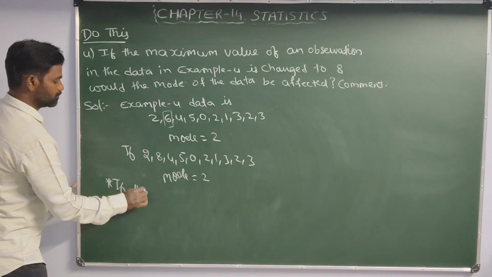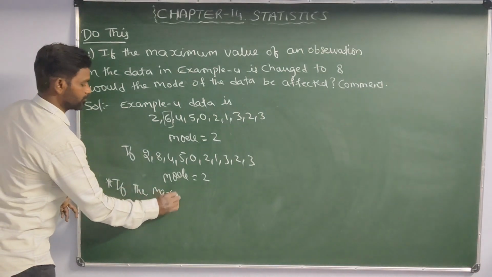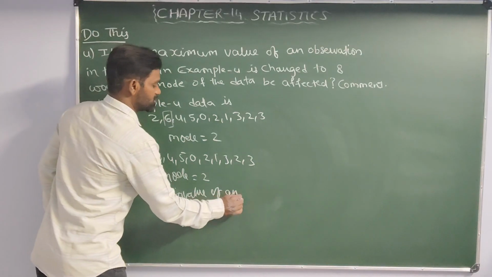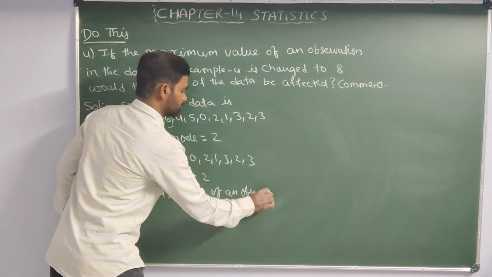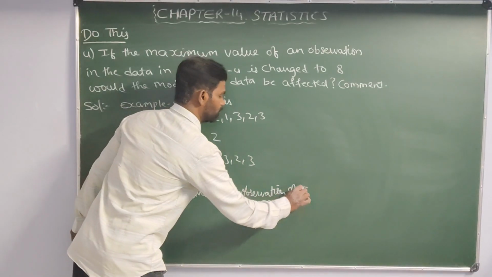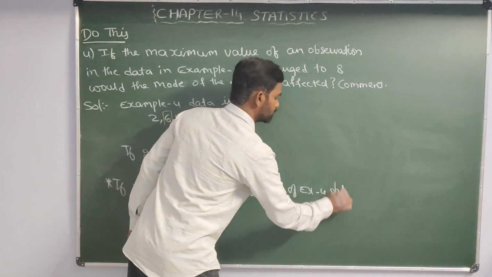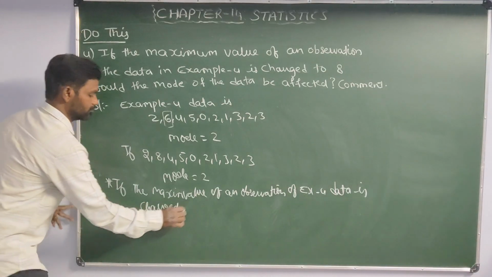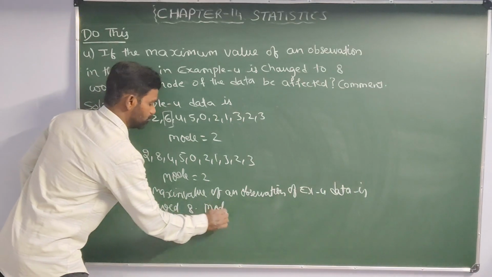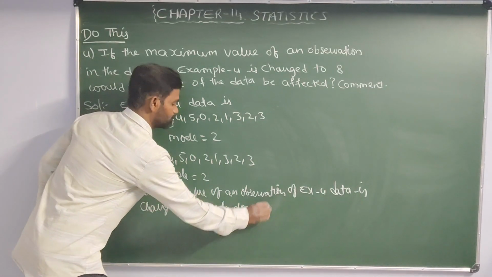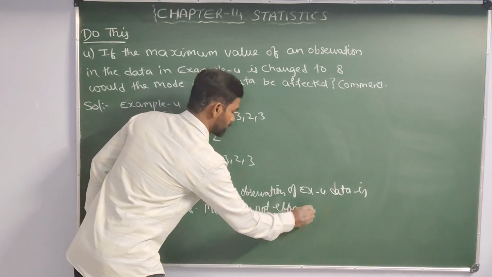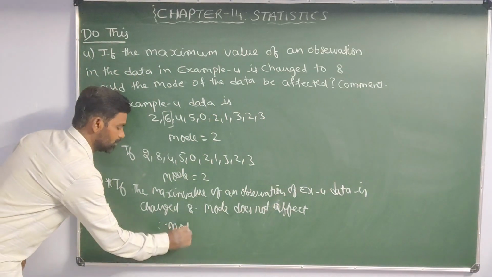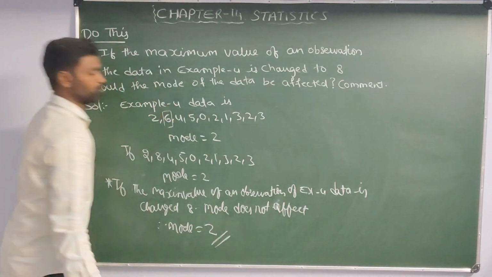If the maximum value of an observation of example 4 data is changed to 8, mode does not affect. Mode will be 2 only. Mode is equal to 2 only. So that is the answer.